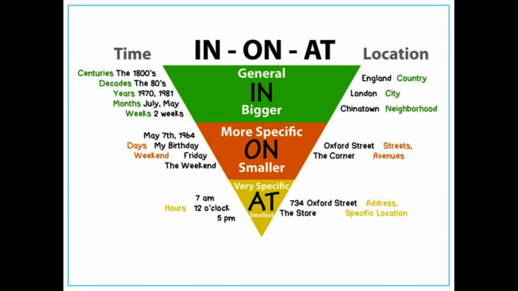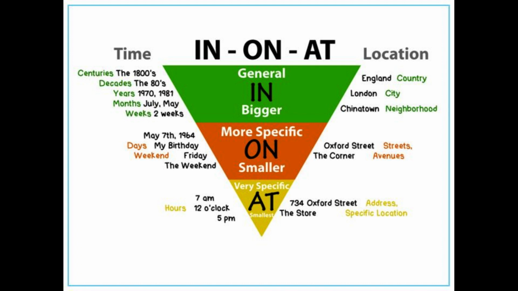Then we come to on. We use on for more specific or smaller things. With regards to time, we use on to express days and dates. For example, on May 7th, 1964, or on my birthday, or on Friday, or on the weekend. We also use on to express location. For example, on Oxford Street, or on the corner, or on Tariq Road, or on Frere Road, etc.